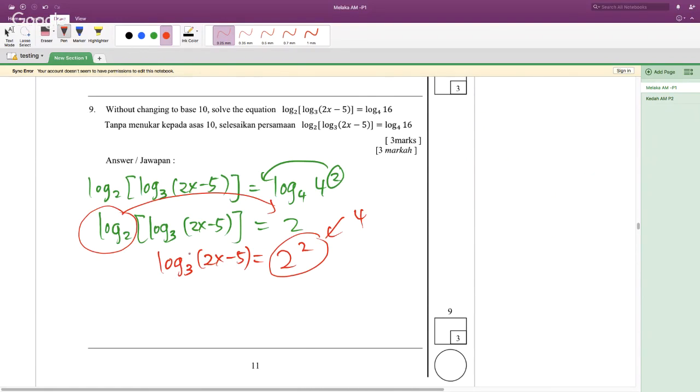So I will do the same thing. I move my log base 3 to the other side. It becomes 3 to the power of 4. The 3 will become a number, the 4 here will become the power. And 3 to the power of 4, if you understand, basically equals 81. So therefore, 2x is equal to 86. So therefore, x is equal to 43.